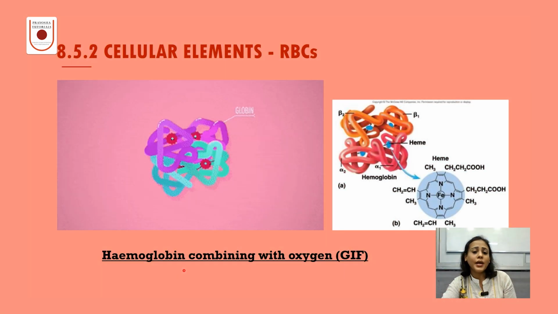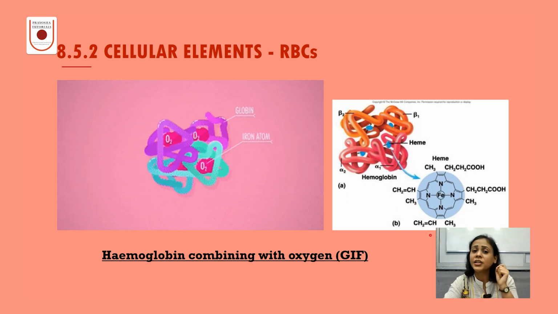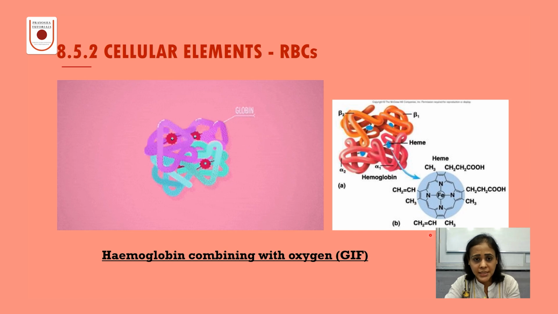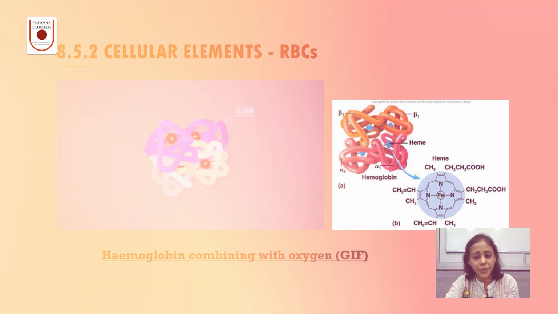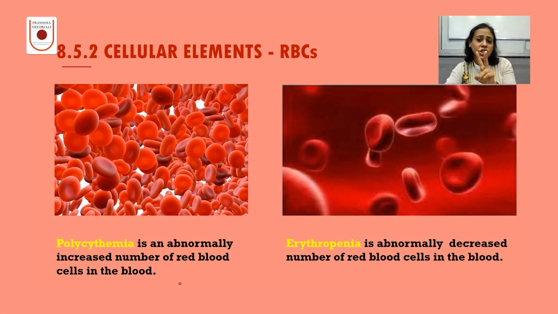Here you can see how the hemoglobin is carrying the oxygen molecules and distributing them to all parts of the body. Hemoglobin is an iron-containing protein, a red pigment giving the red color to the RBCs. So it does the function of carrying oxygen molecules and distributing them to all parts of our body. Coming to the 2 conditions which can happen when there is an excess of red blood cells and a deficiency of red blood cells.